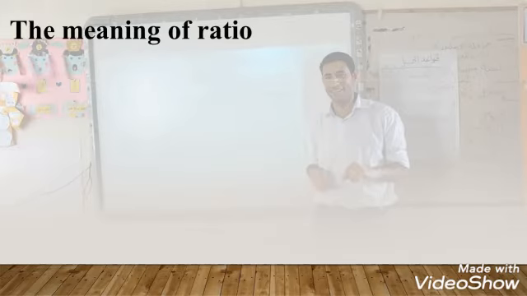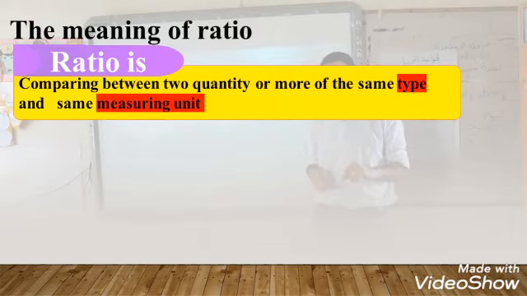First, the meaning of ratio. The ratio is the comparing between two quantities or more of the same type and the same measuring unit. Then we can compare between age and age, weight and weight, length and length, and so on.